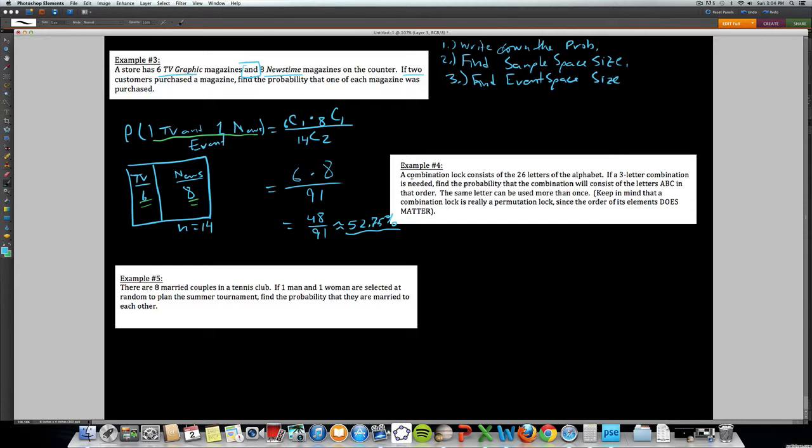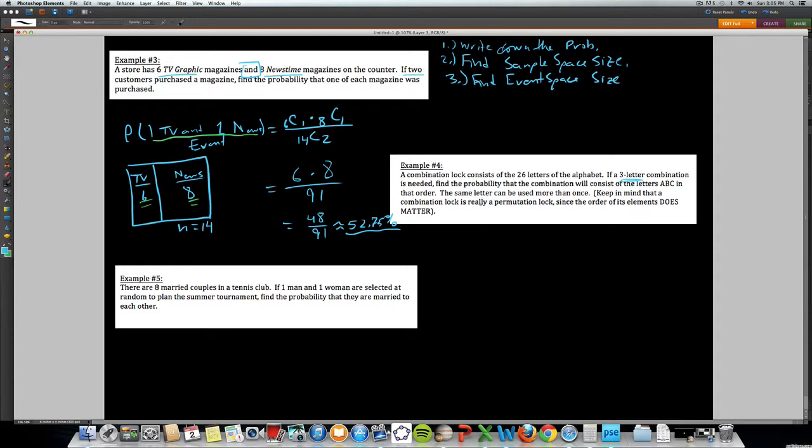All right, well, example 4 is a little bit different than example number 3 here. We say we have a combination lock that consists of 26 letters of the alphabet. Okay, so you've got a combo lock. You can choose letters to set up your combination. But if a 3-letter combination is needed, find the probability that the combination will consist of the letters A, B, C in that order. The same letter can be used more than once.